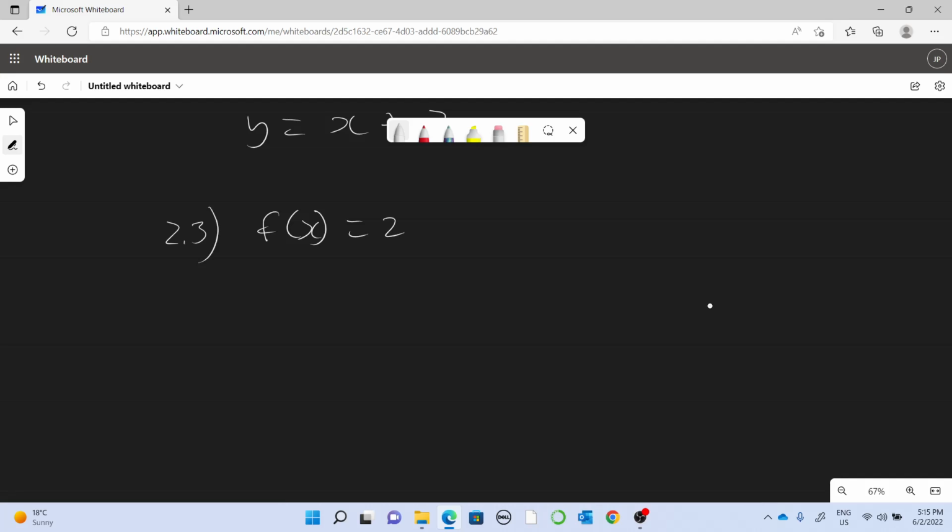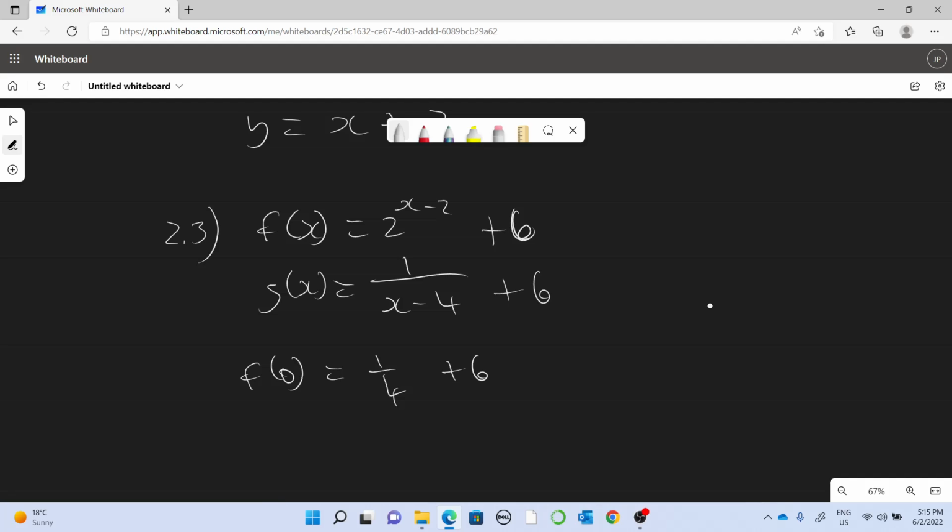We got the standard form as 1 over x minus 2 plus 6 in one of the previous questions. And then g, just to write down the equations again, is 1 over x minus 4 plus 6. Right, so those are the two functions. What I need to know is their y-intercept. So let's calculate the y-intercept for the f function. That's where x equals 0, and that becomes 1 over 4, which is 2 to the power of minus 2, plus 6.